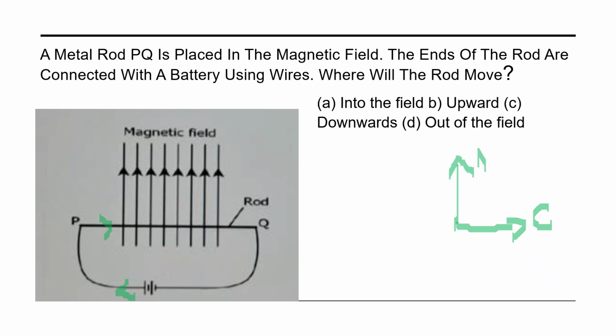That is, this is the magnetic field. So what will be the direction of force, or where will the rod move? In which direction will the rod move? The rod will be moving in this direction. That is, the force will be experienced perpendicular to these two, and therefore we can say that it is out of the field.